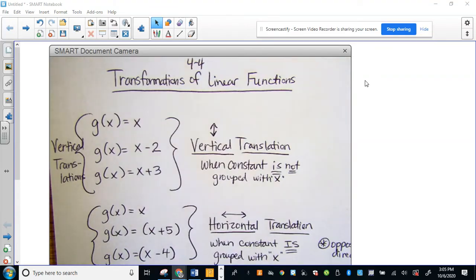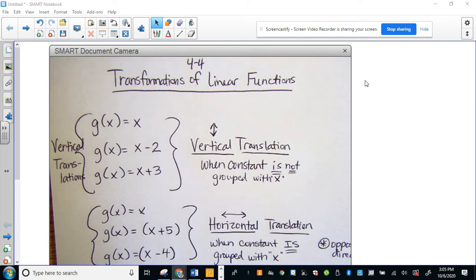Hi folks, this is a video to help you with lesson 4.4, transformations of linear functions. This is a tough lesson because it has a lot more notations with it and some new vocabulary with it. So I'm going to suggest you watch this video very slowly, still go through the launch, but watch this video very slowly and take lots of notes, almost exactly like what I have, put it in your notebook.